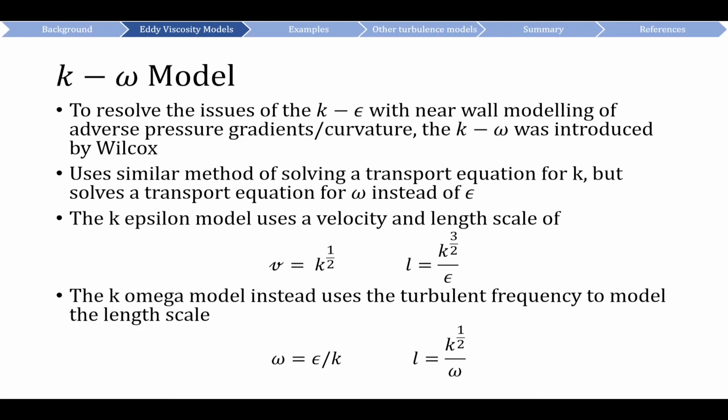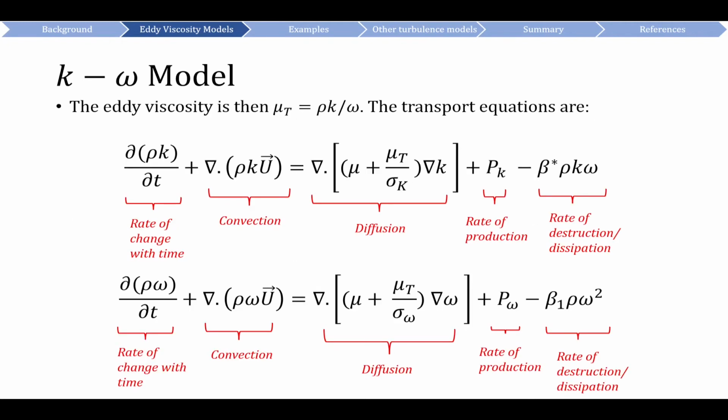What this means is that this behaves a lot better near walls. It can model the viscous sublayer a lot better, and it behaves better in the presence of an adverse pressure gradient, which is what we have at the top surface of an airfoil. So this was developed to help with predicting separation over an airfoil, over the K epsilon model.